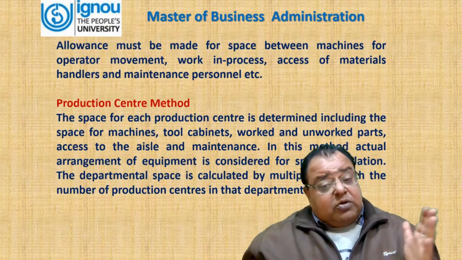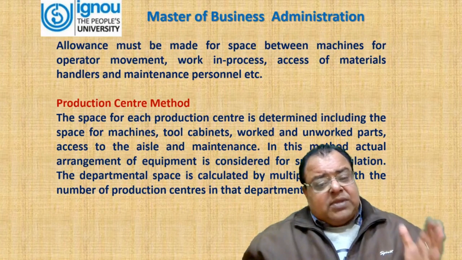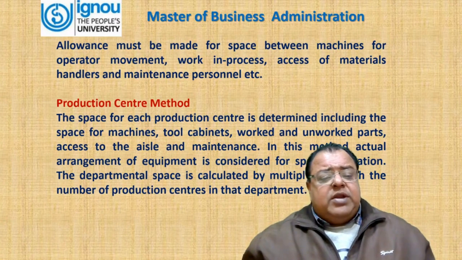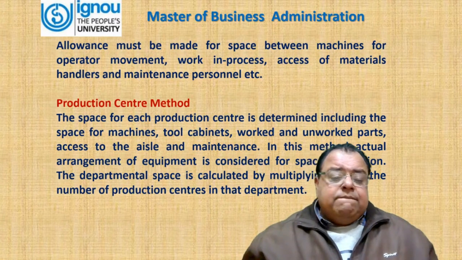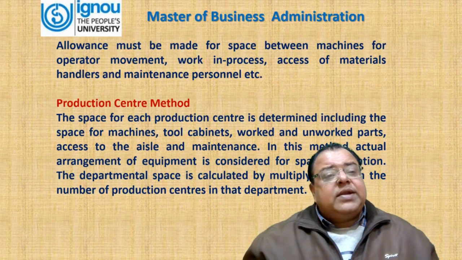If we talk about production center method, the space for each production center is determined including the space of machine, tool cabinets, worked and unworked parts, access to the site, and maintenance. In this method, actual arrangement of equipment is considered for space calculation. The departmental space is calculated by multiplying it with the number of production centers in that department.